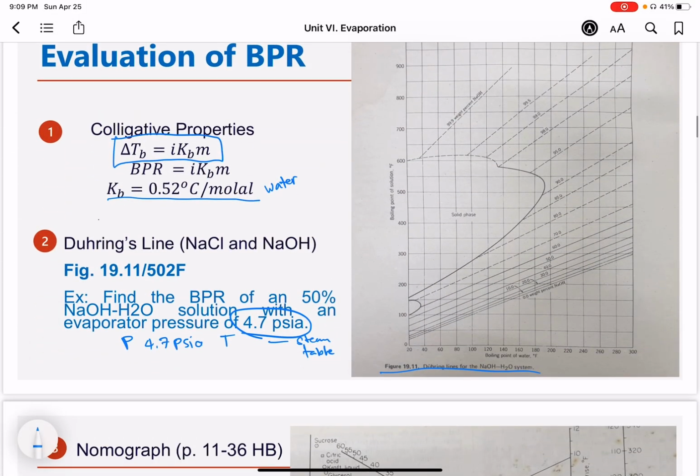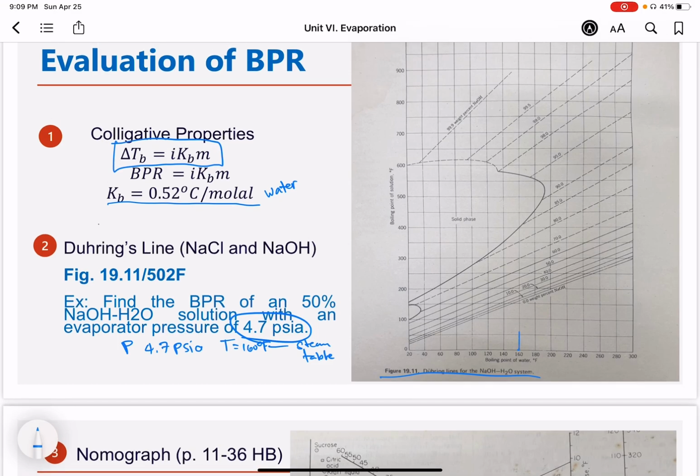So if my temperature is equivalent to 160 degrees F using the Duhring's line, I would just project at 160 degrees F and at 50 weight percent. So where is that 50 weight percent? So this thing here. You just project it up to the line of 50 and then get basically the corresponding BPR. So this is your boiling point. Okay, so that's how we evaluate BPR using Duhring's lines. But of course, note that this is only for the NaOH water system.